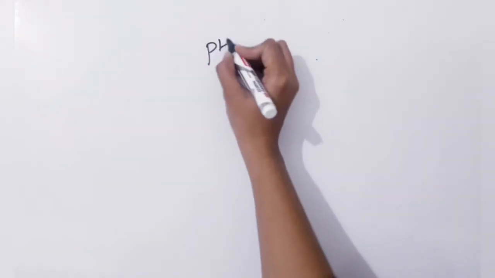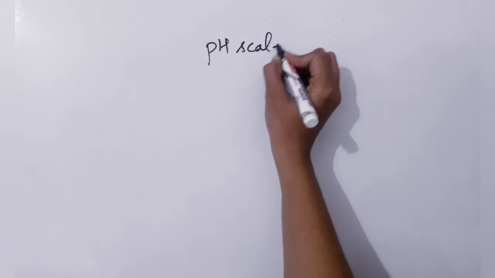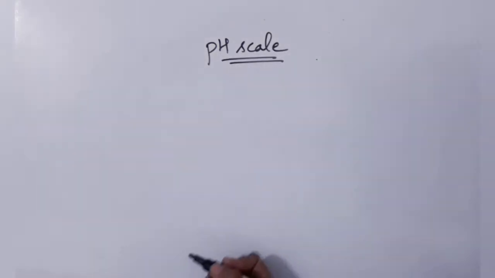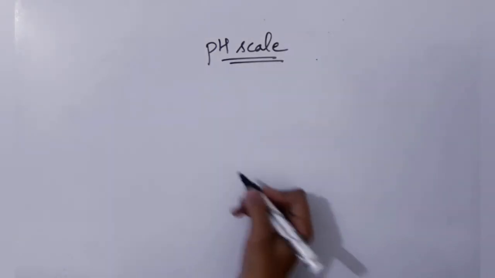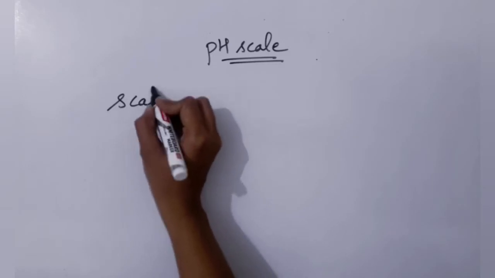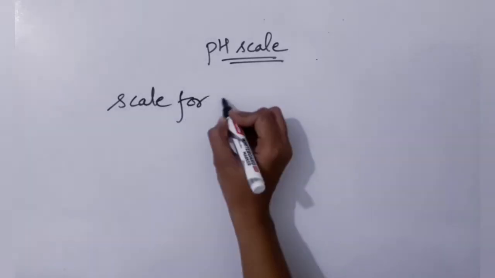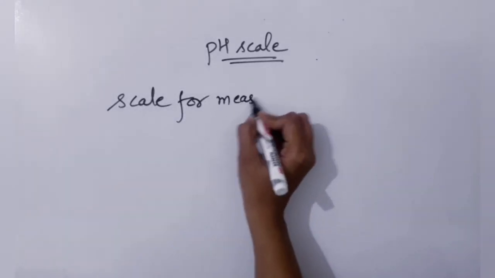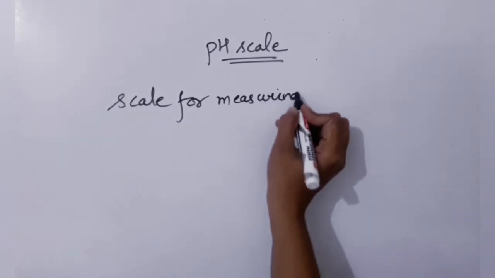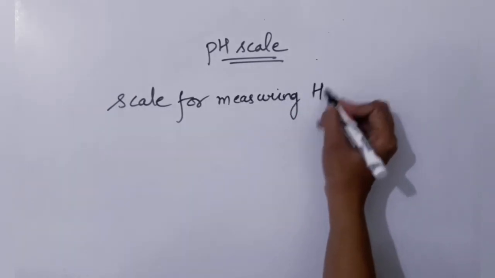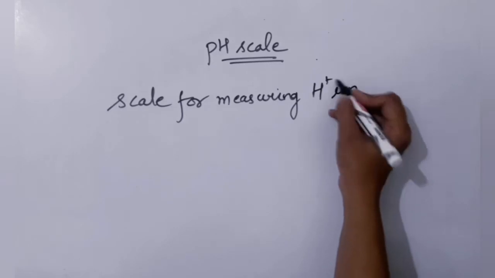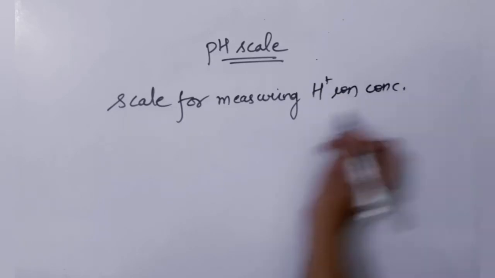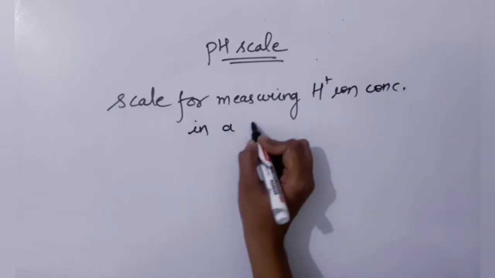So today's topic of discussion is the pH scale. Now, what do you mean by a pH scale? It is a scale for measuring H plus ion concentration in a solution.